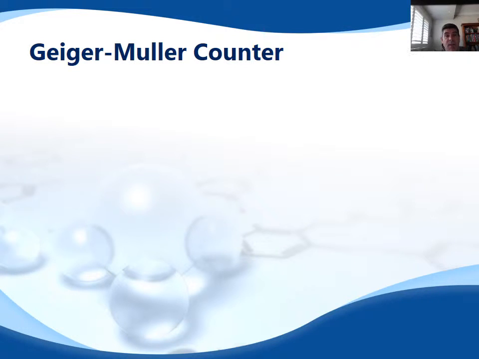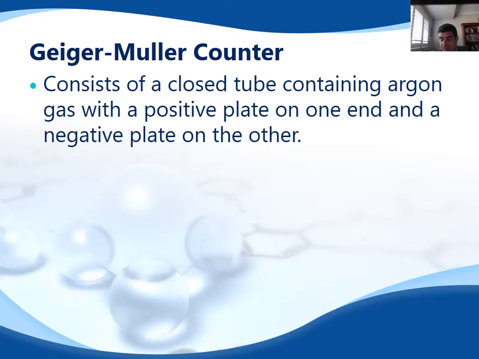The one we've spent the most time on, and the one we've used in class, is the Geiger-Muller counter, or a Geiger tube. This is a closed tube, and it contains argon gas. Now we know that argon is one of the noble gases, or inert gases, in group 8 or 18, and therefore it is unreactive. Now in the tube we also have a positive plate on one end and a negative plate on the other end, and this gives us an electric field.